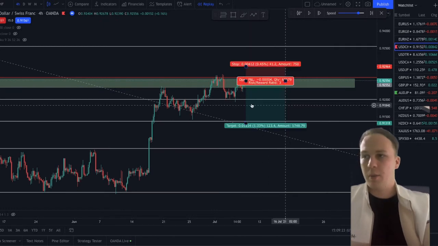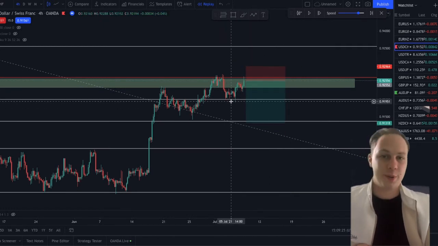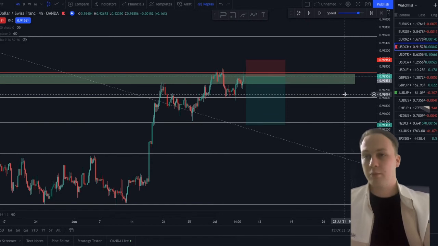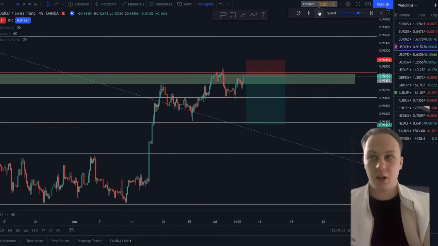Instant execution order. And if you're looking to get in a bit more conservatively, or you want that extra confluence for the retest, we'll be looking at the retest around this area here. But this is my trading strategy, so let's get straight into it, and I'll see you on the winning side of the market. Let's go.